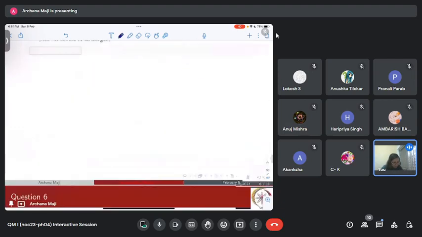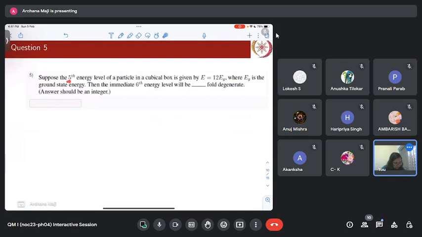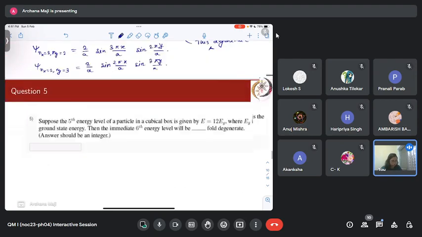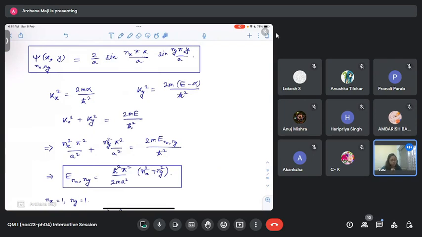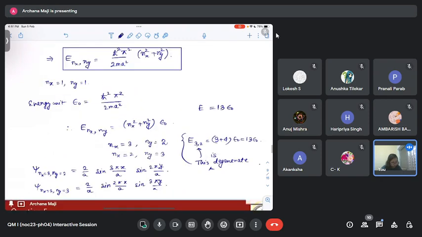Now this question says, suppose the fifth energy level of a particle in a cubical box is given by 12 Eg, where Eg is the ground state energy, then the immediate sixth energy level will be how many fold degenerate? Do any of you have an answer to this question? So now we know the trend, right? The wave function and the energy spectrum. We have solved it for a two-dimensional box. Now we can easily extend it for a cubical box or a three-dimensional box as well.